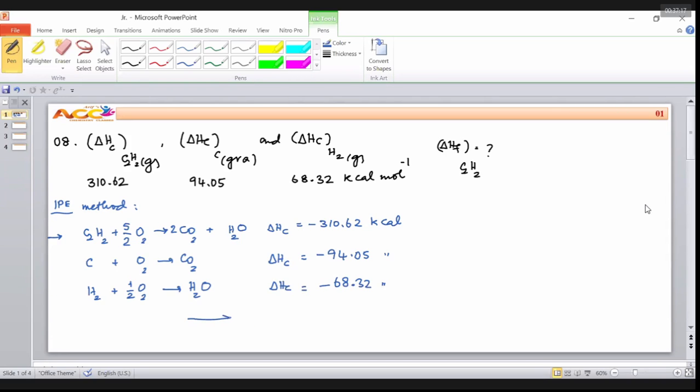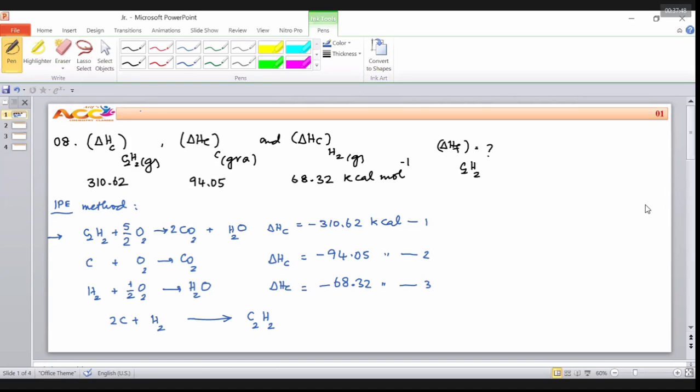Whenever you want to write the formation of any substance, carefully listen to this. It is a rule. Whenever you want to write formation of any substance, always start from the reverse direction. I want to prepare 1 mole of this substance, hence 2C plus H2. This is equation number 1, equation number 2, equation number 3. Manipulate these 3 equations so as to get our demanded equation.